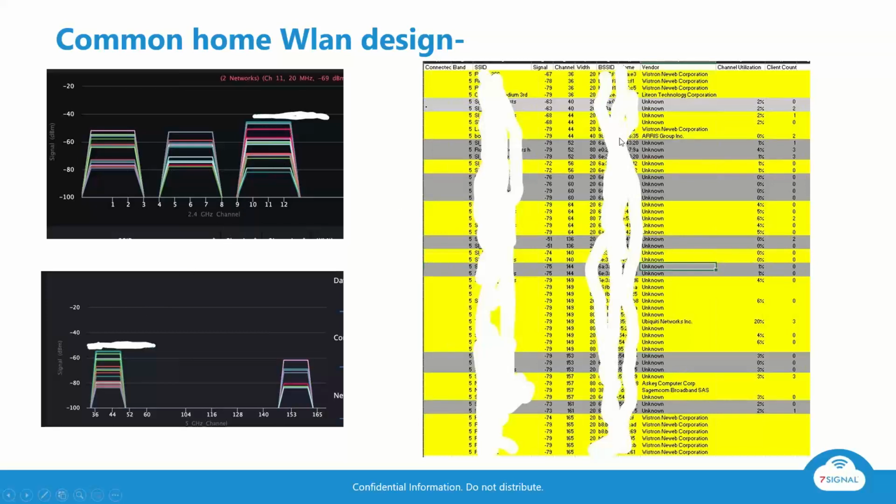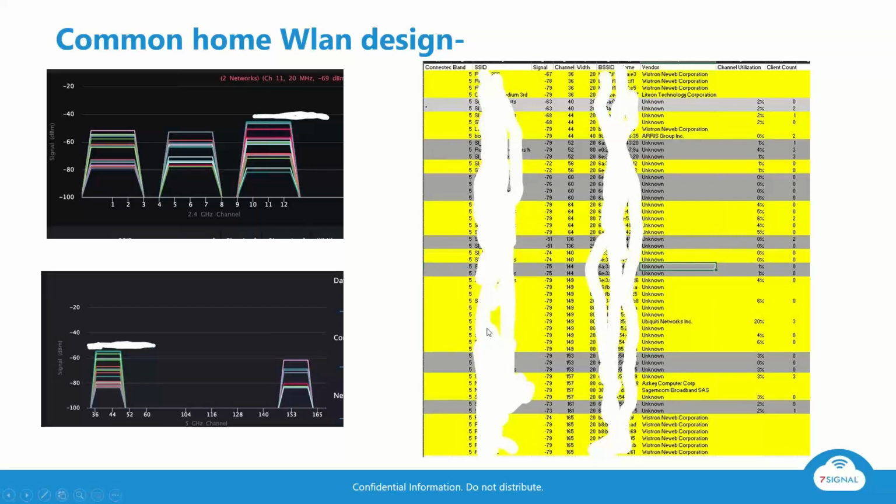This is somebody's house. So in this example, in somebody's house, I think there's 37 SSIDs that this device could hear, all different SSID names, all on the same channels, just stacked right on top of each other.